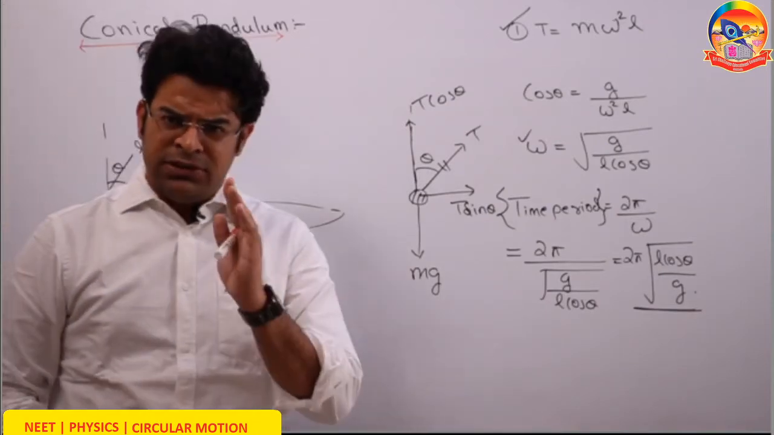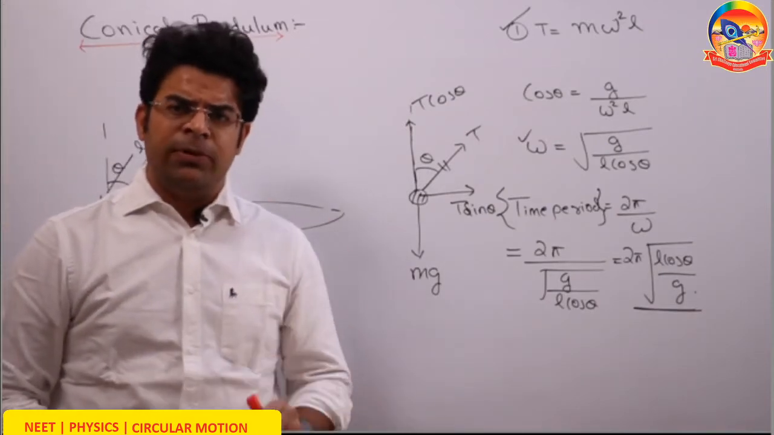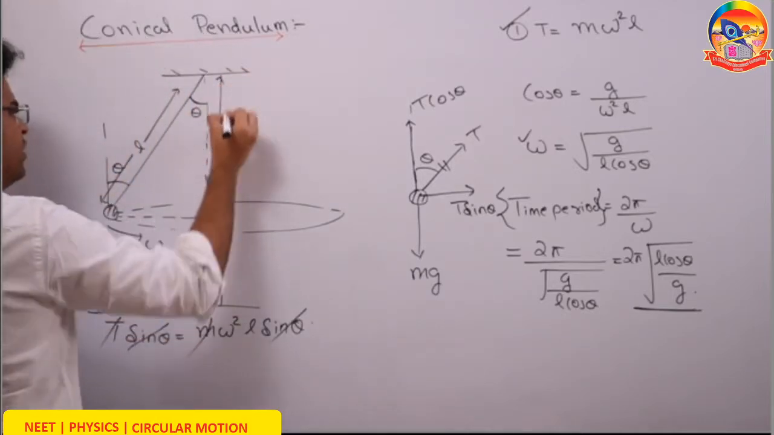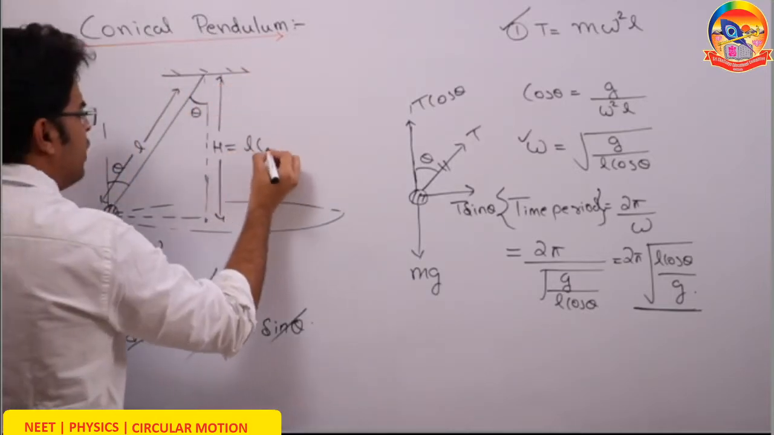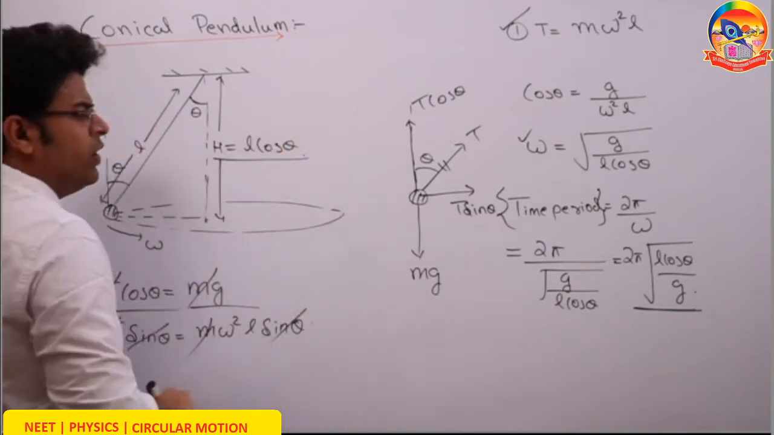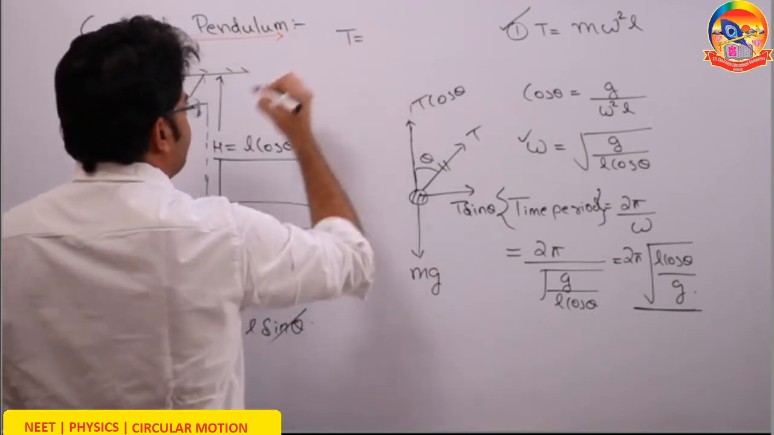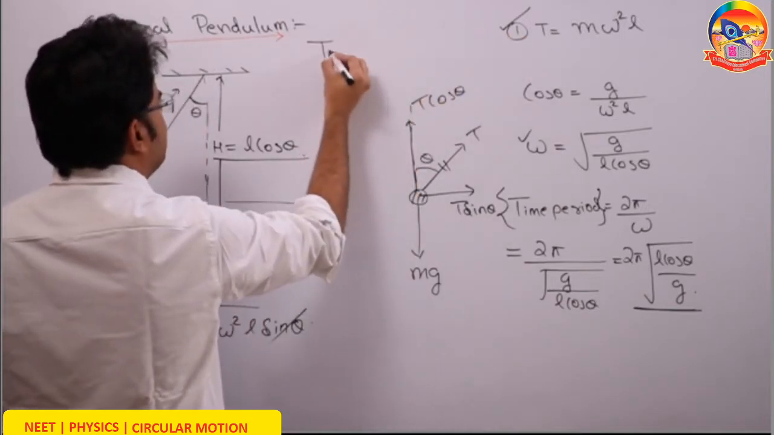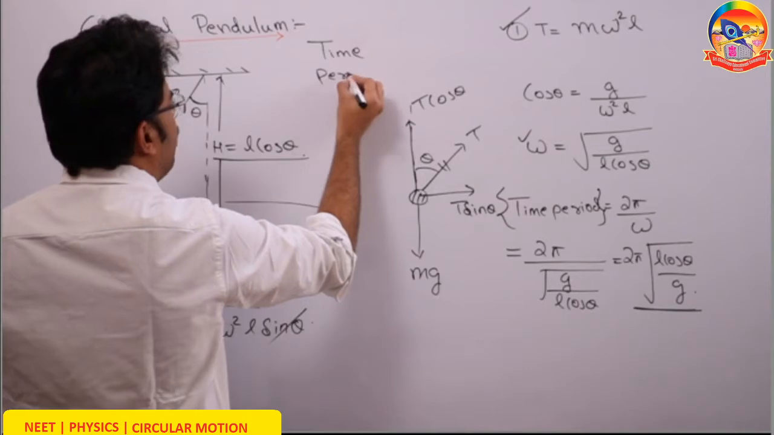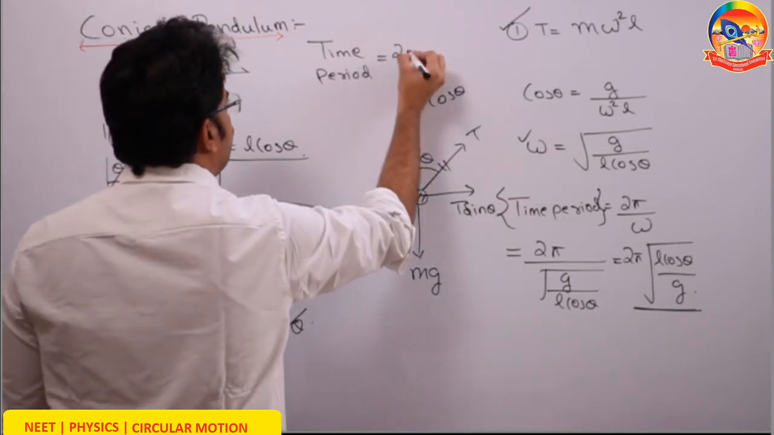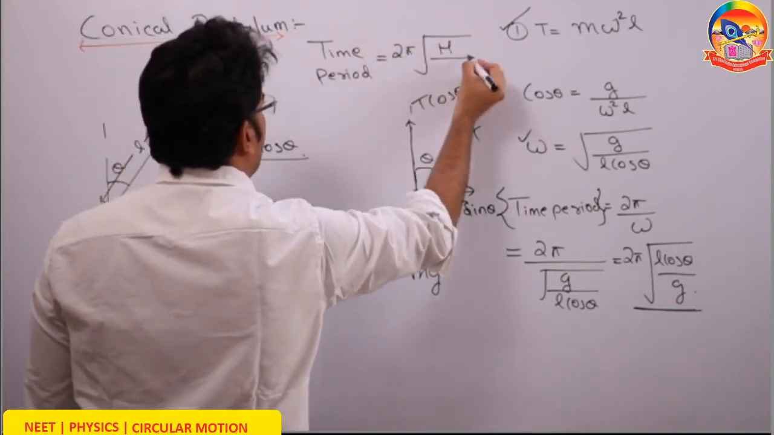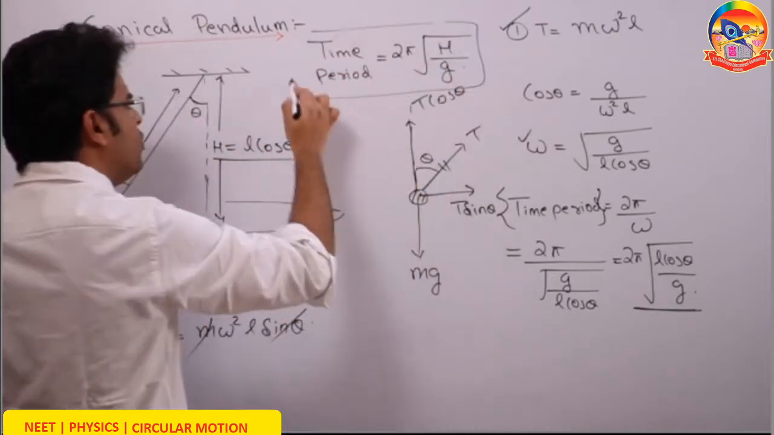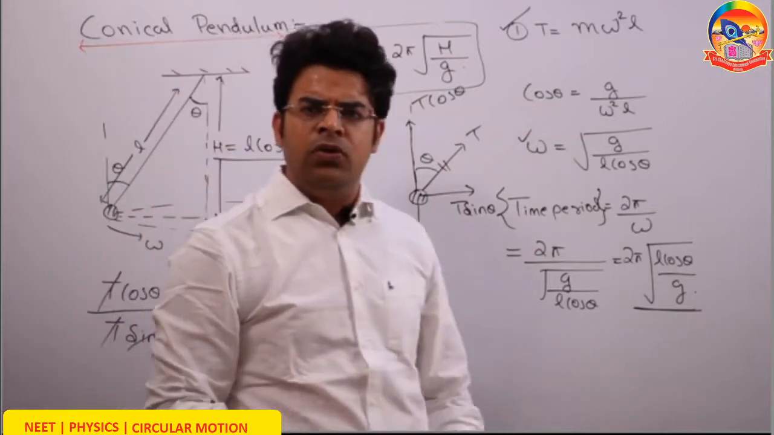This is not such an easy result to remember, so let's make it easy. What is L cos theta? This vertical height. The height of the conical pendulum equals L cos theta. So remember that the time period of circular motion of conical pendulum is 2 pi under root height of the cone divided by g. Now it's such an easy result to remember because you already remember 2 pi under root L by g.